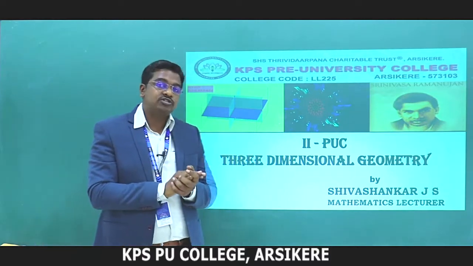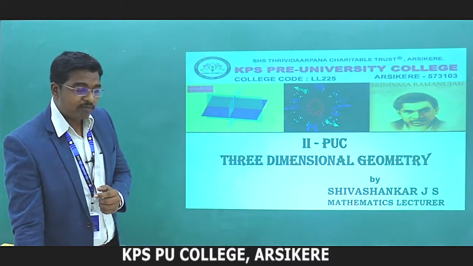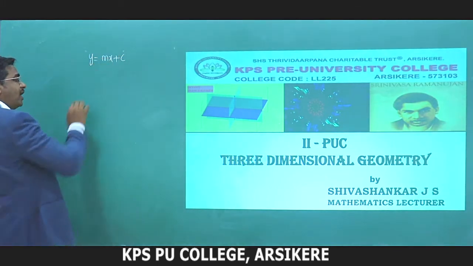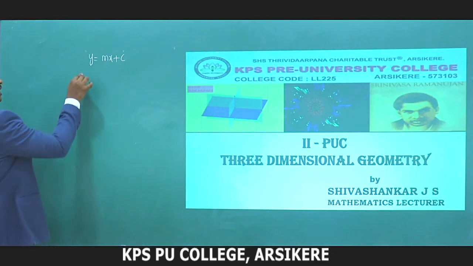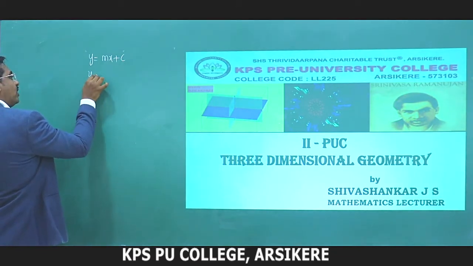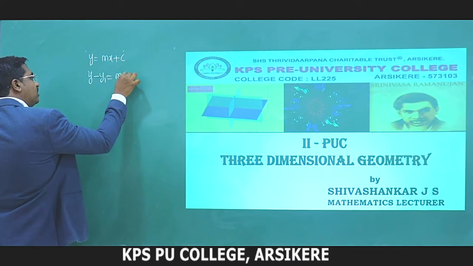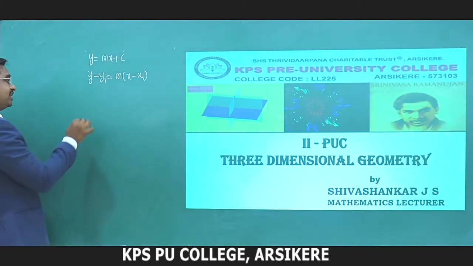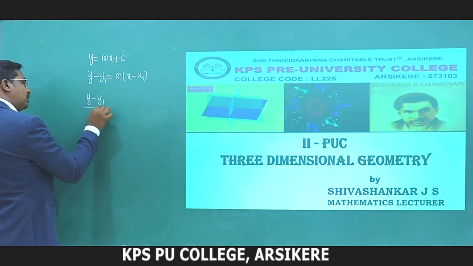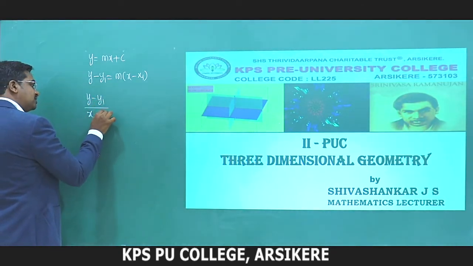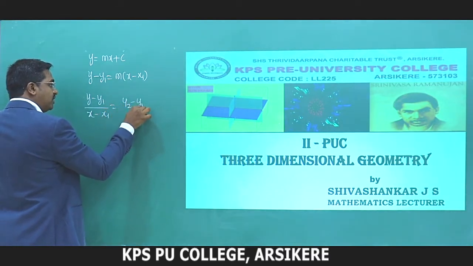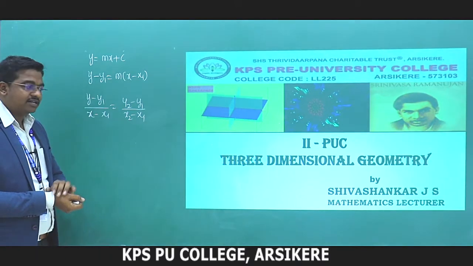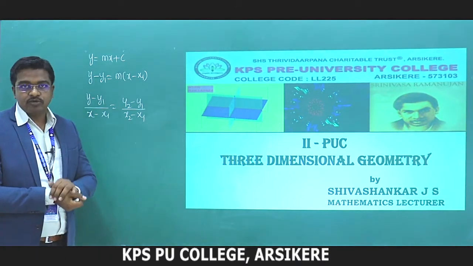Just compare with two dimensional geometry. In two dimensional geometry we have the equation of a line, y is equal to mx plus c, right? Second one, y minus y1 is equal to m into x minus x1, and another one passing through two points: y minus y1 divided by x minus x1 is equal to y2 minus y1 divided by x2 minus x1. So these are the formulas we discussed in 11th standard two dimensional geometry.